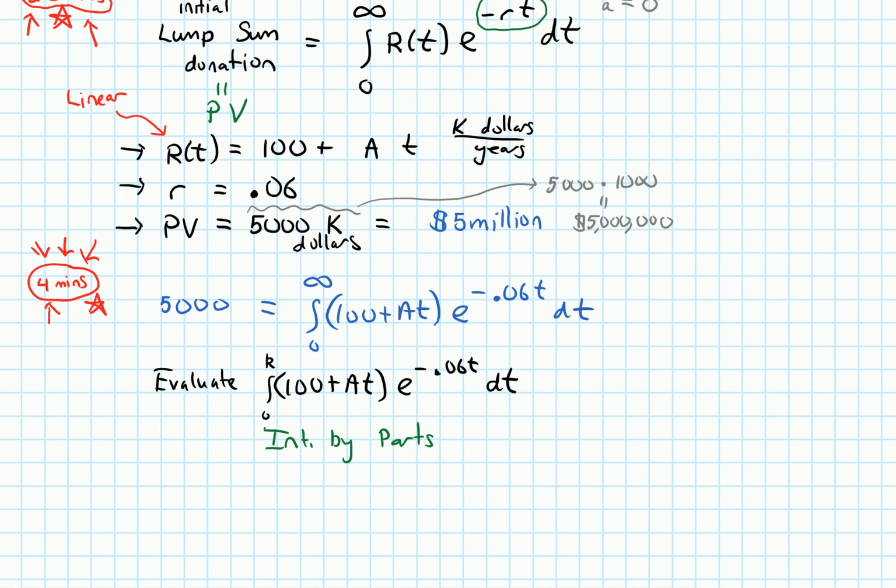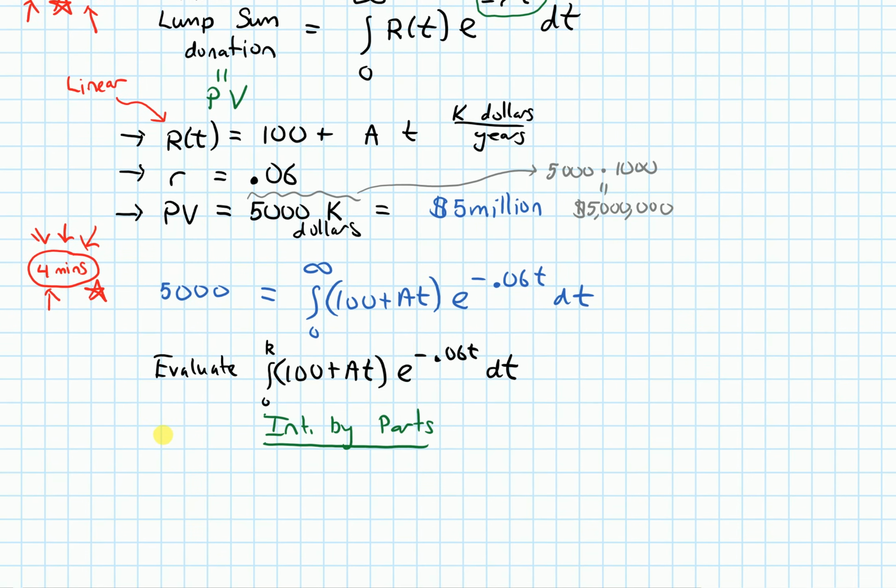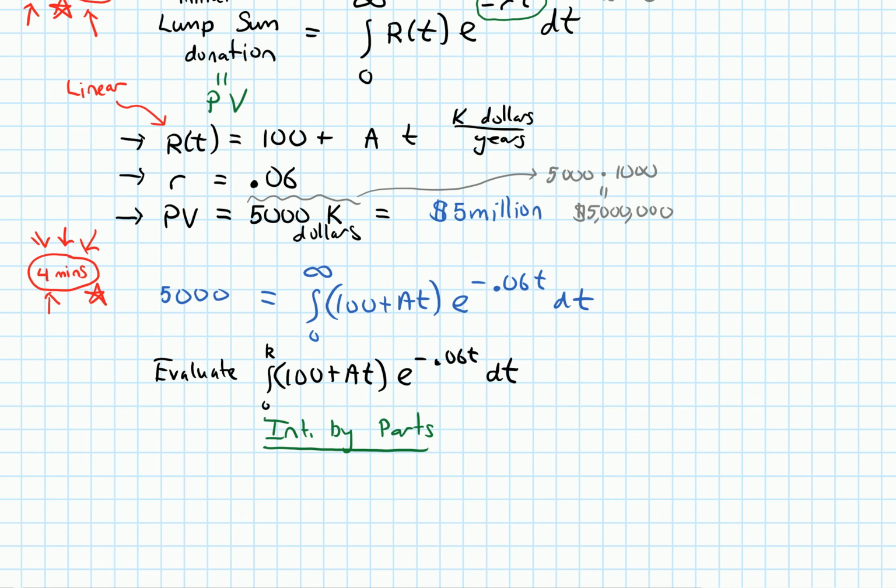And to evaluate this, let's do integration by parts. We've seen integrals like this a bunch at this point, so we're hopefully a little bit more comfortable with recognizing that, oh, this is integration by parts. All right, so we need to pick u and pick dv. For u, I'm going to let it be this term 100 plus At, because its derivative is simpler than it.